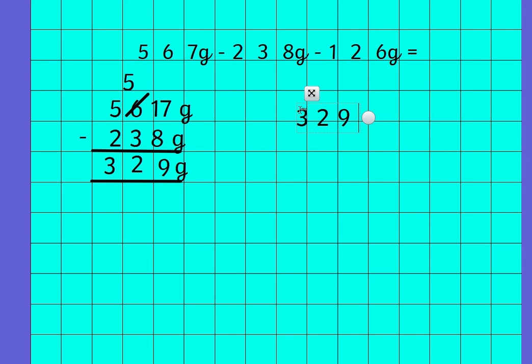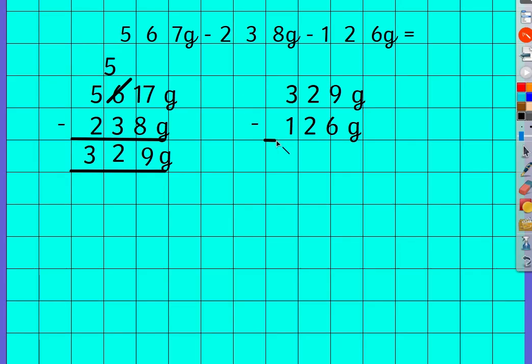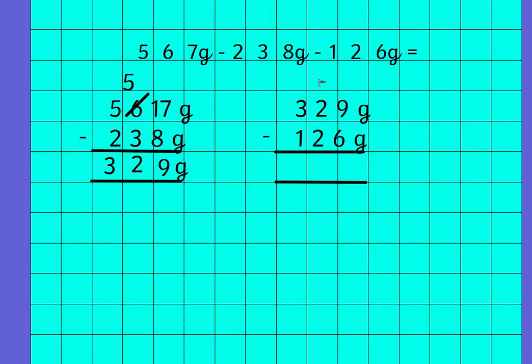329 grams, and I am going to take away from that 126 because that is our third value in the problem, isn't it? Let's remember our takeaway sign and use our ruler for our equal sign. There it is there. Okay, right then my darlings, let's have a look. Starting at the ones column where we always start. 9 take away 6, can we do it? Yes we can. The answer is 3, isn't it?